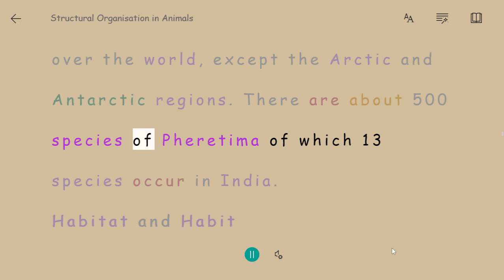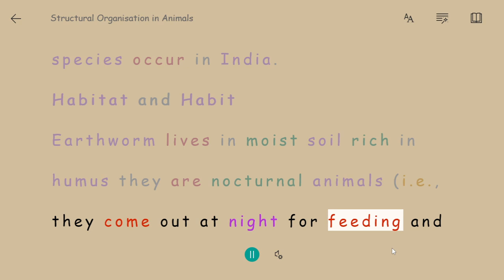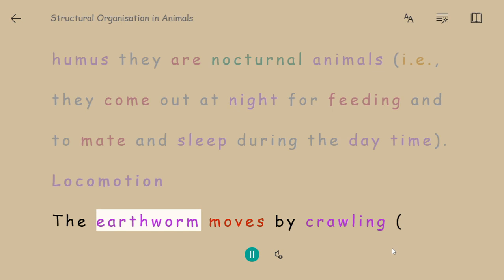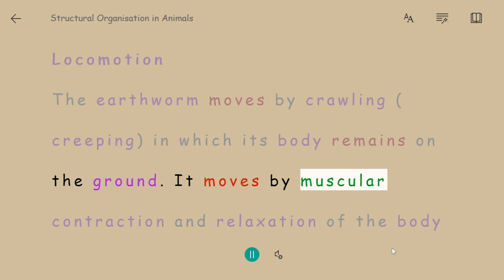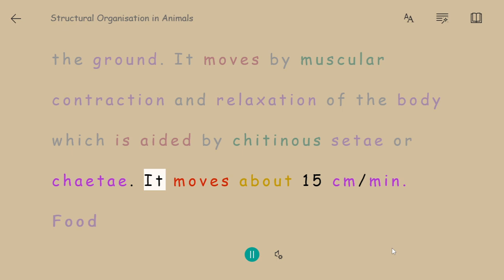Habitat and habit. Earthworm lives in moist soil rich in humus. They are nocturnal animals, i.e., they come out at night for feeding and to mate and sleep during the daytime. Locomotion. The earthworm moves by crawling, creeping, in which its body remains on the ground. It moves by muscular contraction and relaxation of the body, which is aided by chitinous setae or chaetae. It moves about 15 centimeters per minute.